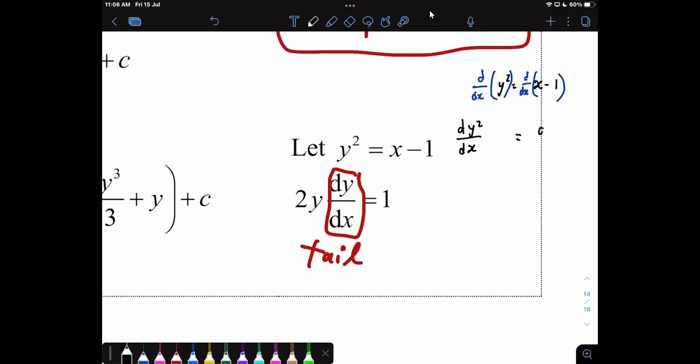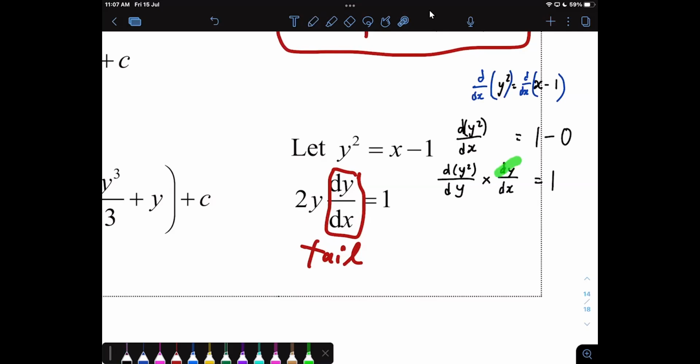Then right hand side, I'll just simplify straight away. Differentiate x, you get a 1. Differentiate minus 1, you get a 0. So that's how you get a 1 on the right hand side. But for this guy, differentiate y squared with respect to x, you actually need to evaluate as differentiate y squared with respect to y first, then you times dy by dx.